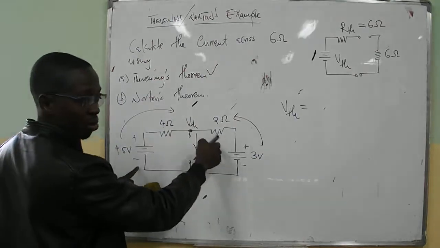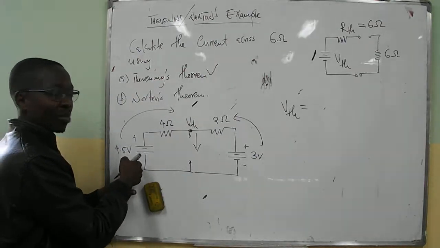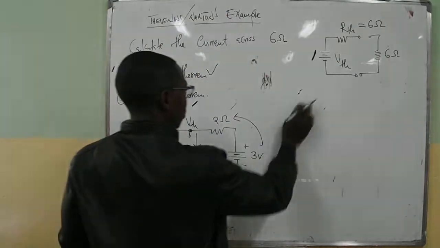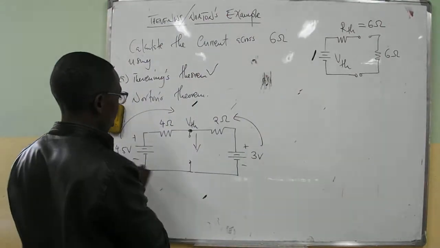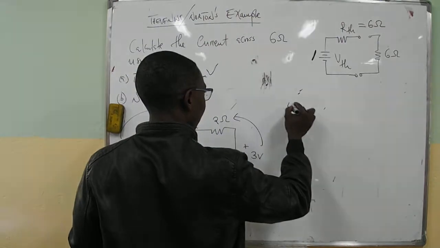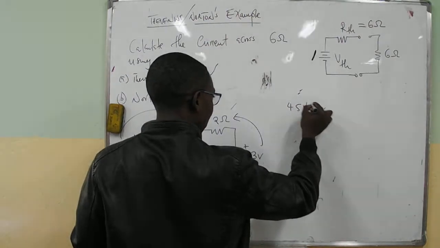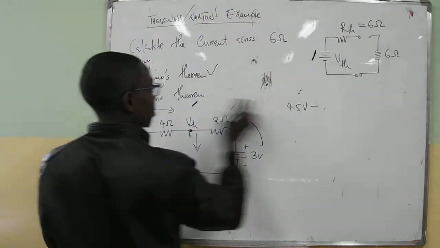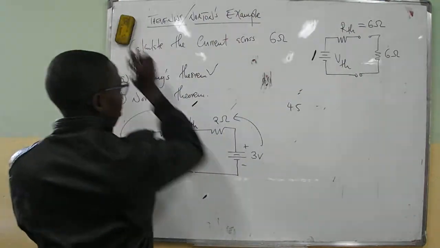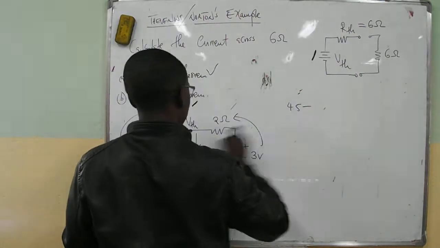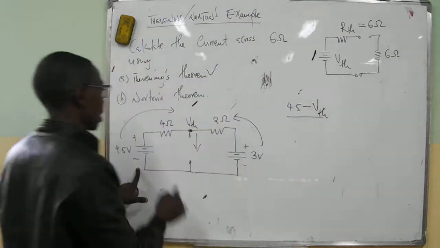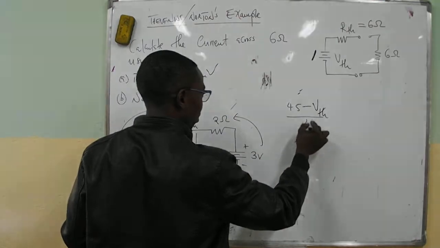So for current to go this way, it means this voltage is at the higher potential as compared to that one. So you're going to have this 4.5 volts minus this Thevenin's voltage. Let's get rid of the units. So 4.5 minus the Thevenin's voltage divided by 4, because that is the current.